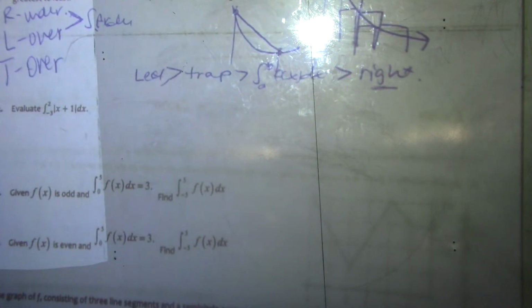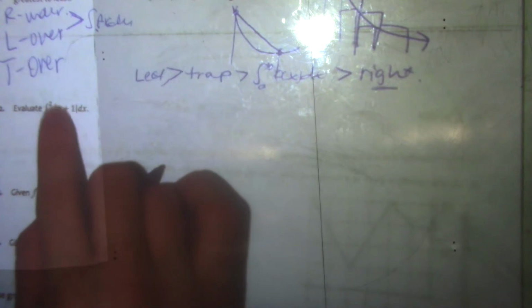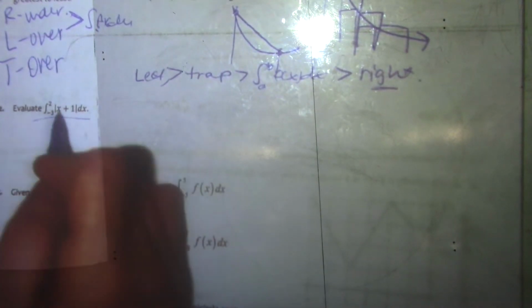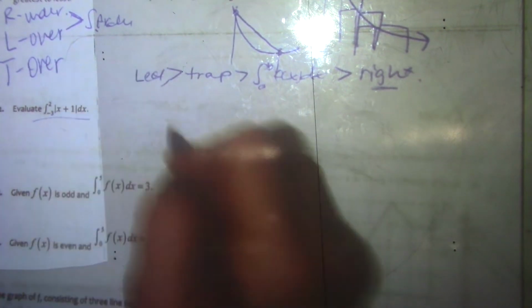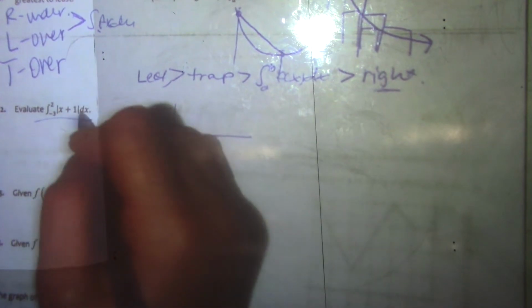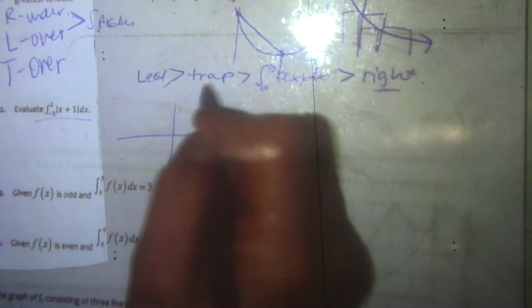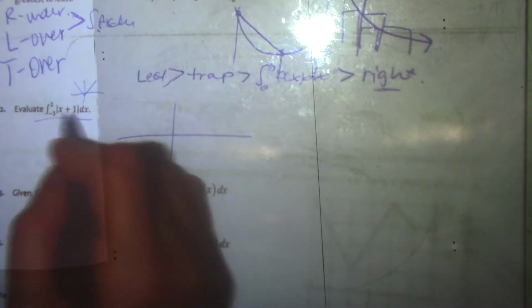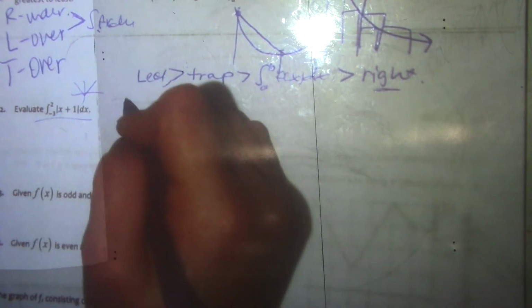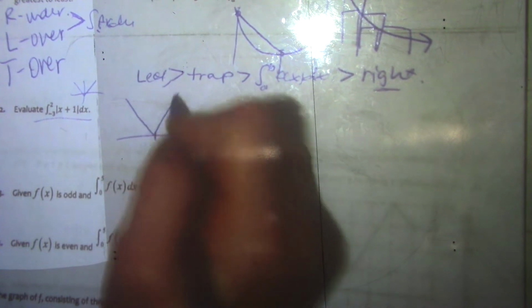Number 2, we are evaluating negative 3 to 2 of the absolute value of x plus 1. This is not the absolute value of some function f, right? This is the absolute value of x plus 1. That is the integral of the graph of absolute value x plus 1. Absolute value looks like this. Absolute value of x plus 1 is shifted 1 to the left, so it looks like this. Something close to that. So this is negative 1.